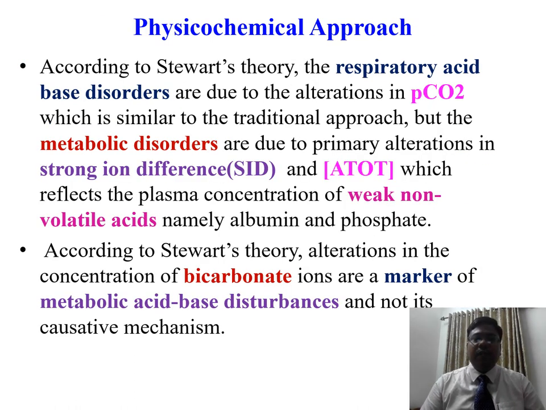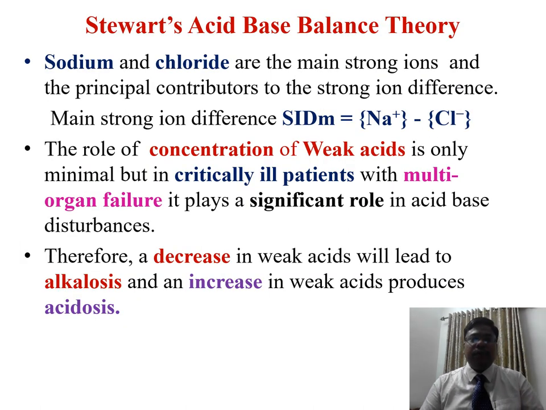According to Stewart's theory, the respiratory acid-base disorders are due to alterations in PCO2. This is similar to the traditional approach, but the metabolic disorders are due to primary alterations in strong ion difference and ATOT. ATOT denotes the plasma concentration of weak non-volatile acids, mainly albumin and phosphate. According to Stewart's theory, alterations in the concentration of bicarbonate ions are a marker of metabolic acid-base disturbances and not their causative mechanism. Sodium and chloride are the main strong ions and the principal contributors to the strong ion difference. So the main strong ion difference is equal to sodium minus chloride.